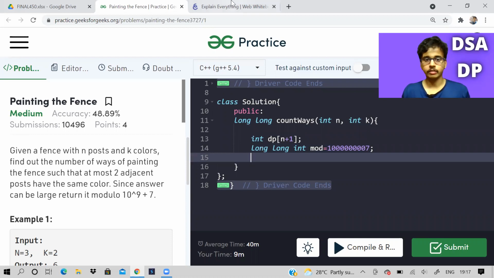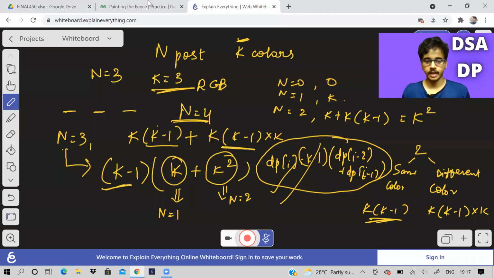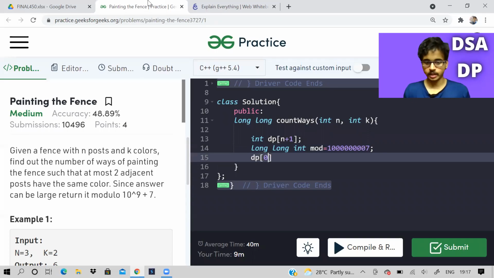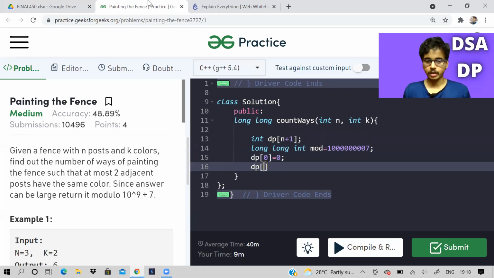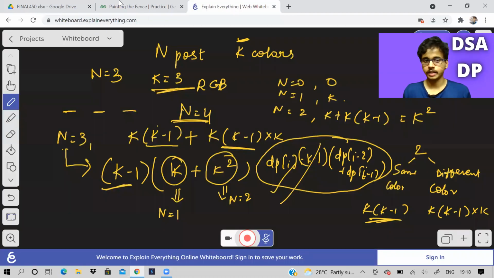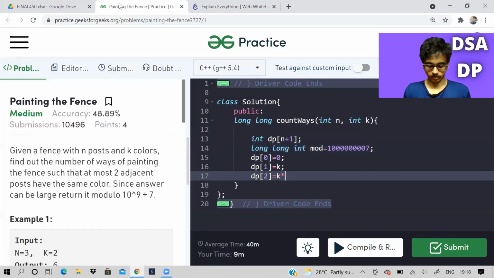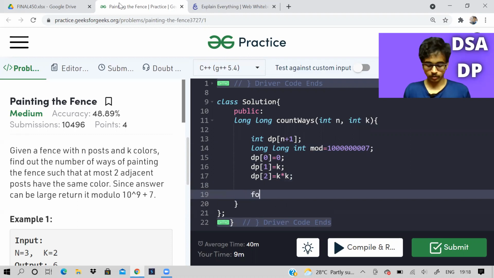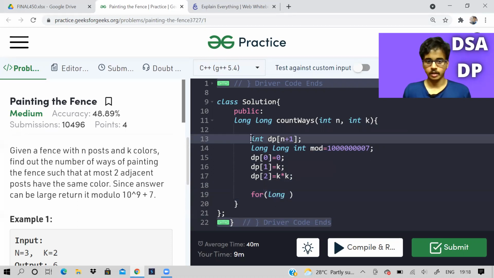Now, for n equal to 0, what was the answer? So dp of 0, what is the answer? 0. What is dp of 1? If there is one post, we have k ways. What is dp of 2? We already saw that, right? k square. Now let us start the loop; let me take long int only.